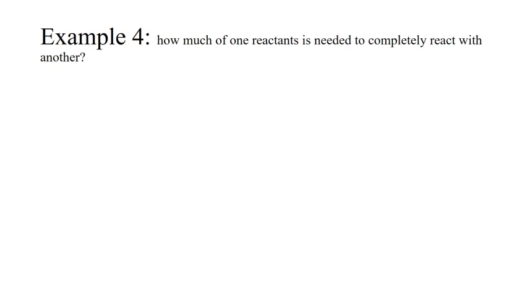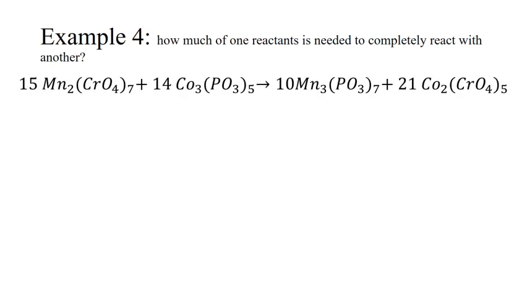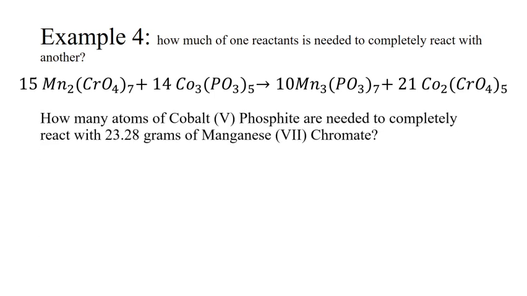I feel like this is the last example. How much of one reactant is needed to completely react with another? So again, we have our balanced chemical equation here, and we ask the question, how many atoms of cobalt 5 phosphite are needed to completely react with 23.28 grams of manganese 7 chromate, right? So we're asking about cobalt 5 phosphite, and we know something about manganese 7 chromate.